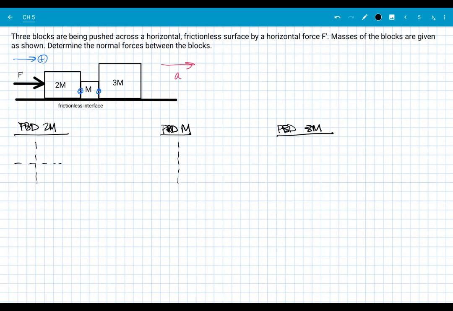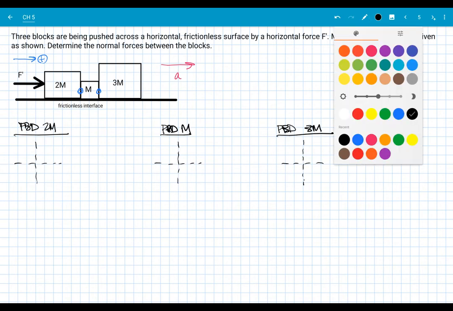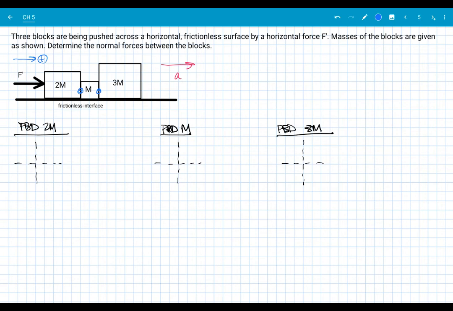So hopefully at this point you've gotten more comfortable with drawing these. It's not enough just to watch me draw them. Like anything else, in order to be able to do it yourself, you need to practice it yourself. So be sure that you're doing that. The 2M block, I can ask myself, what are the forces on that? The 2M block is the one that is in contact with this force F prime. Notice that F prime is not touching M, it's not touching 3M, it's only touching the 2M block.